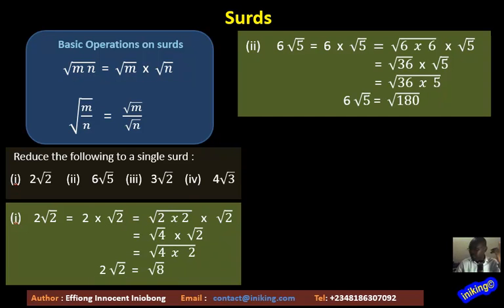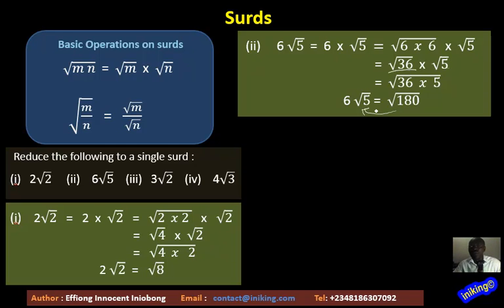For 6 root 5, I take the same procedure again. I cover my 6 with the square root sign, and you see it becomes 6 times 6, and that is root 36. Of course, and that's our 6. Then times root 5. And then we play the reverse from right to left. Root m times root n is root of m times n. So root 36 times root 5 is root of 36 times 5. And that gives us root of 180. So root of 180 is the same thing as 6 root 5. So you can say root of 180 is a single surd of 6 root 5.